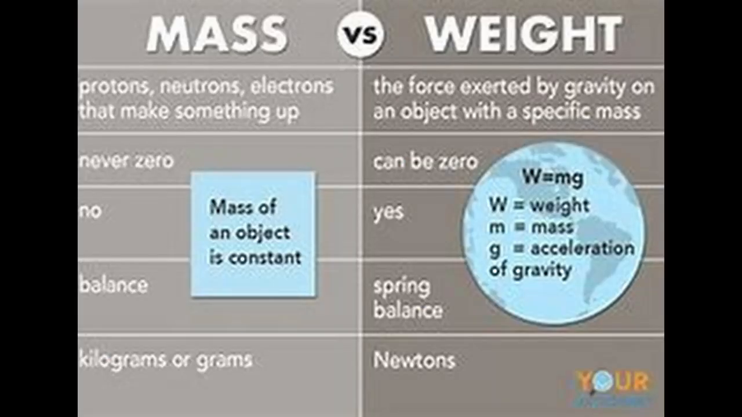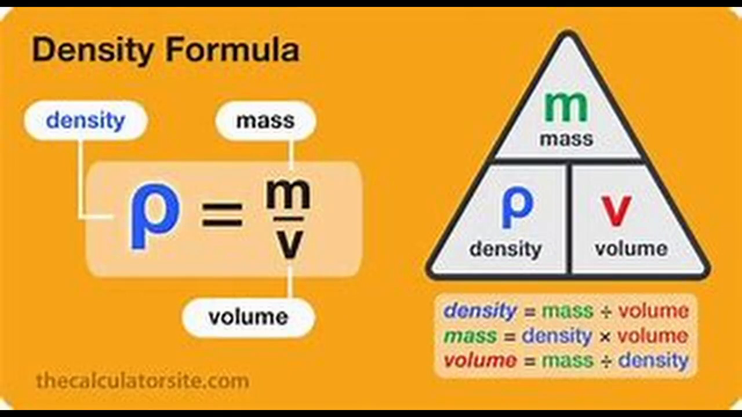Many of you might have a slight confusion between mass and weight. Let me make it simple. Mass of a substance is the amount of matter present in it, while weight is the force exerted by gravity on an object. The mass of a substance is constant, whereas its weight may vary from one place to another due to change in gravity. The mass of a substance can be determined accurately in the laboratory by using an analytical balance.